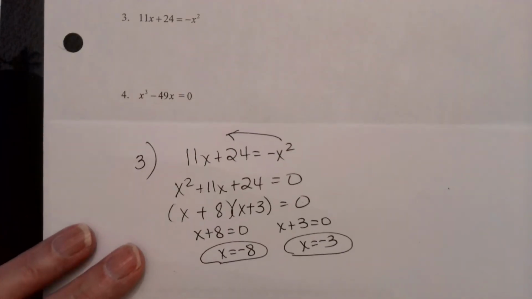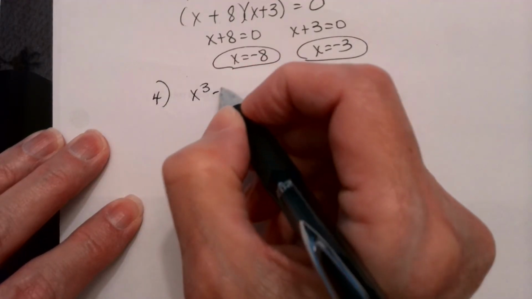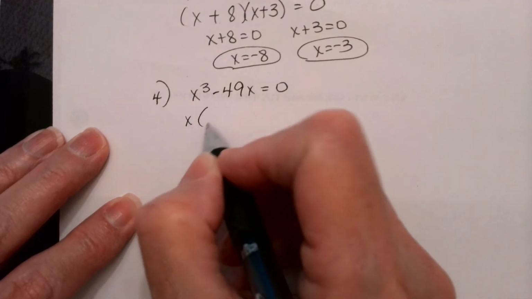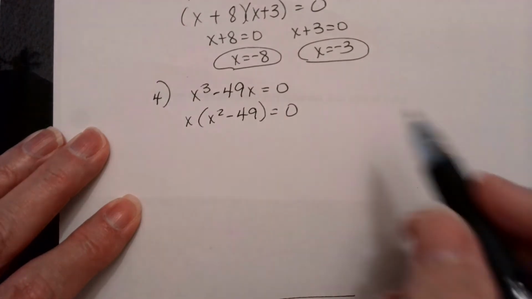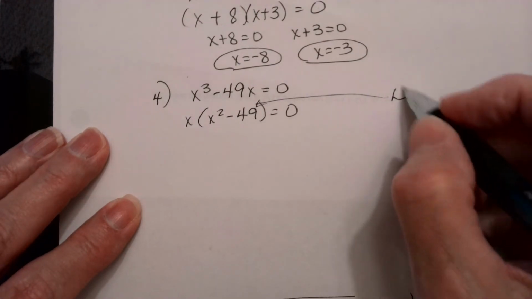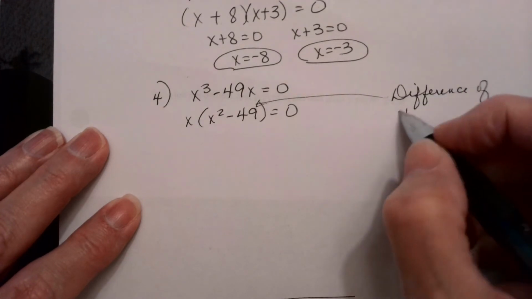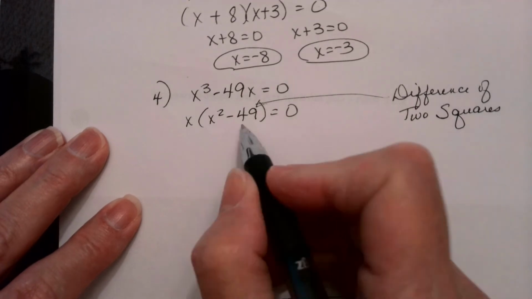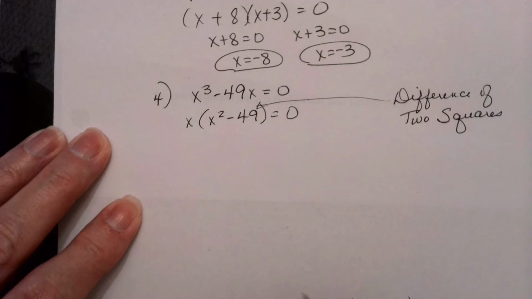Let's look at number 4. Number 4 has a common factor in it. So I'm going to factor out the common factor. Now, this right here is called the difference of 2 squares. So it's a difference because it's subtraction. It's x squared and 7 squared. So it's the difference of 2 squares.